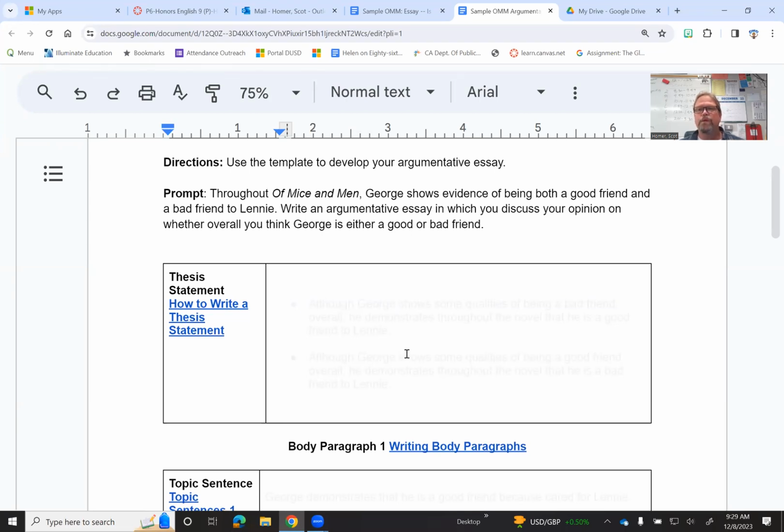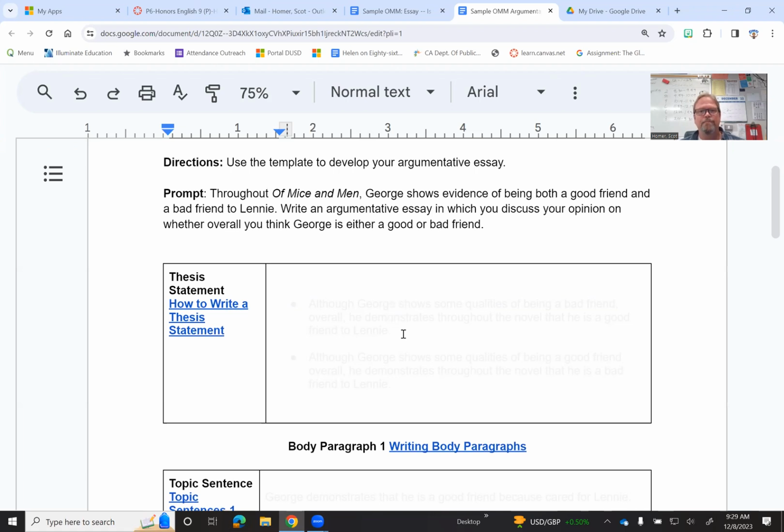Okay, we don't want any weak thesis statements. We don't want any "well, I'm kind of in the middle. I can't decide if he's good or bad. He's a little bit of both." You can't do that. You have to pick a side and you have to communicate it strongly. And then you have to write it perfectly.